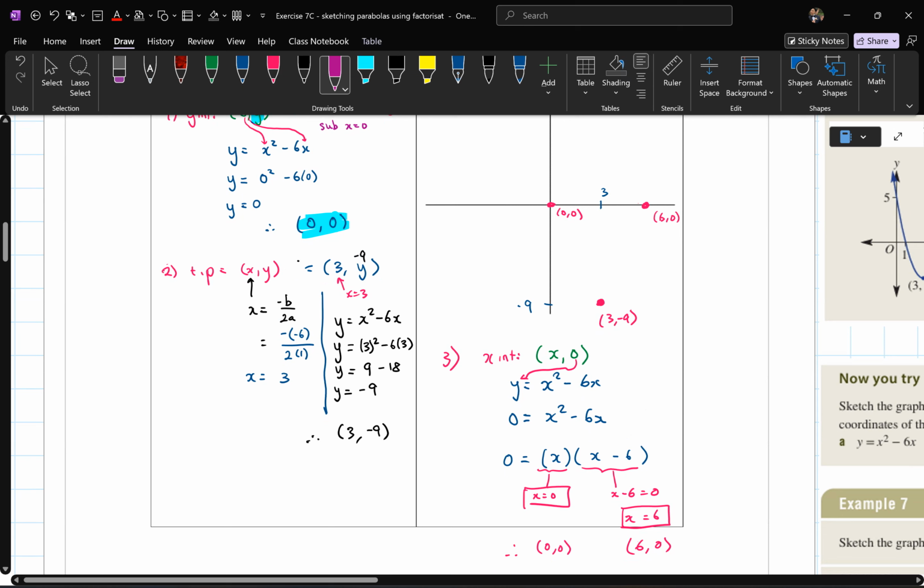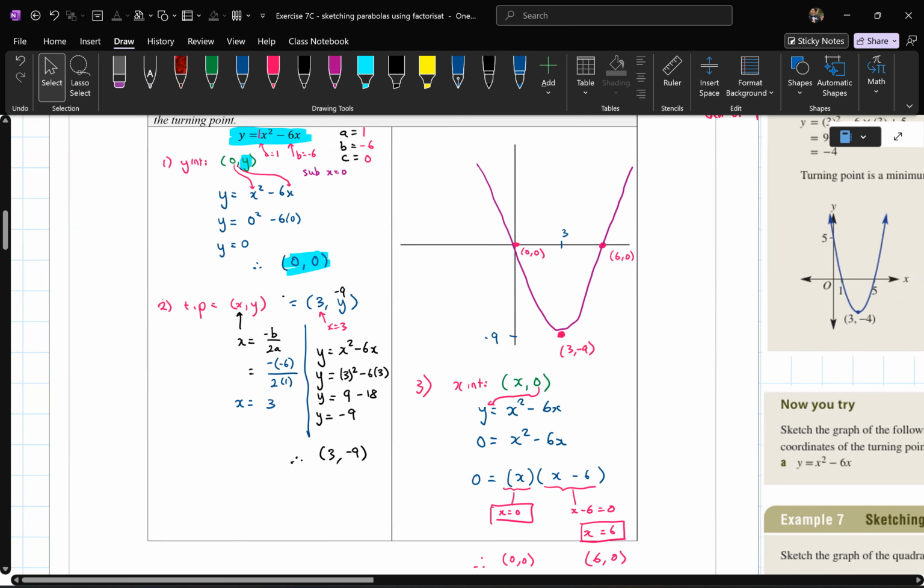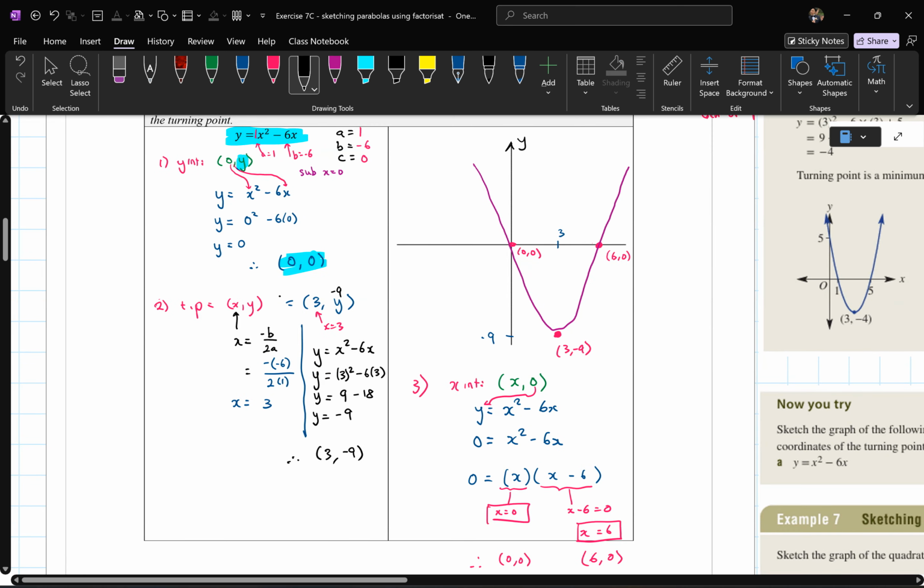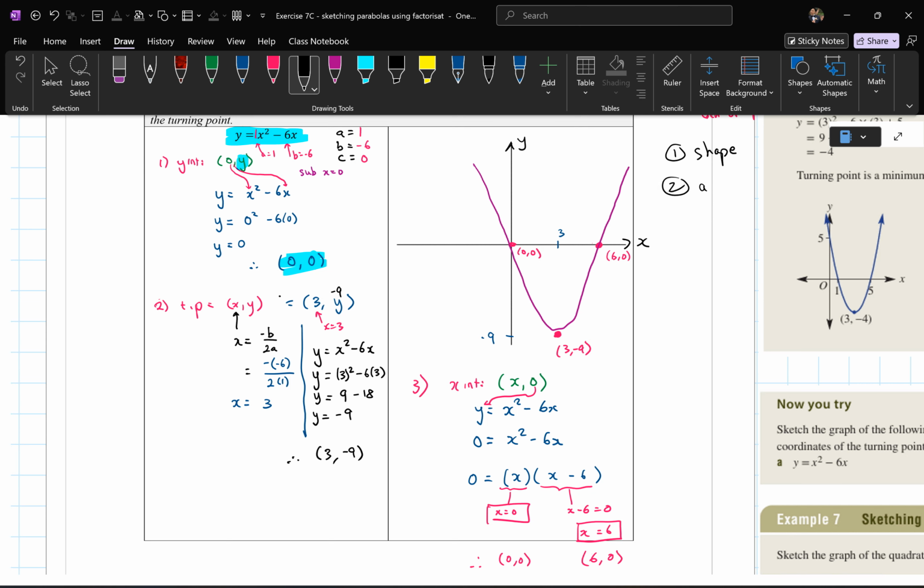And now you sketch. Now when you're sketching, couple of pointers. Remember I said there are 3 marks to this? Mark number 1, shape. Number 2, axis intercepts. Number 3, turning point. Right? What's shape? Shape is that when you're drawing it, I don't want to see something like this. Okay, it actually has to show that you've got some sort of curve, right? I also don't want to see this.